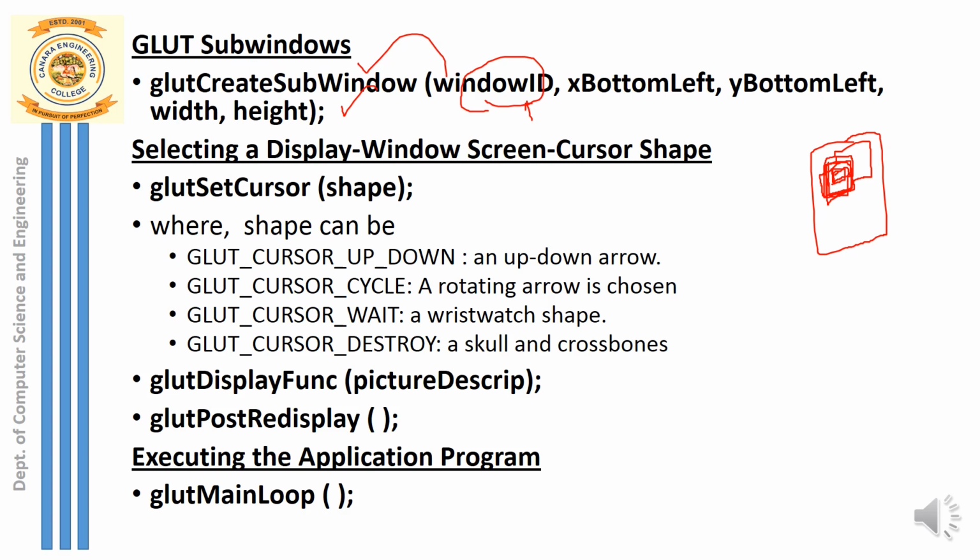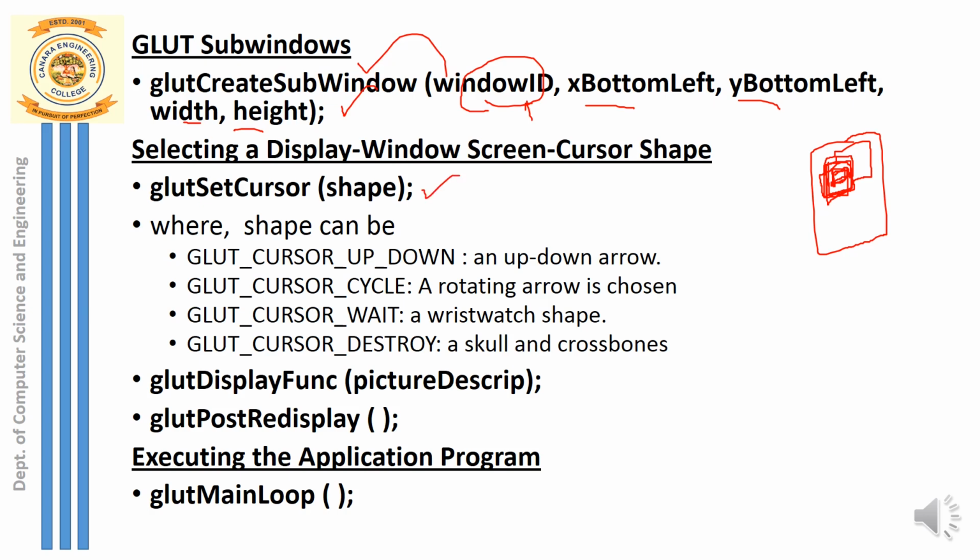So the main window's ID you should pass, and then the following parameters: the bottom left x coordinate, y coordinate, and then width and height are the parameters of the new sub window that you have created. So it is the bottom left x coordinate, y coordinate, and then the width horizontally and the height vertically. So the new dimensions of the sub window you are specifying over here. This is how you can create a sub window inside the main display window.